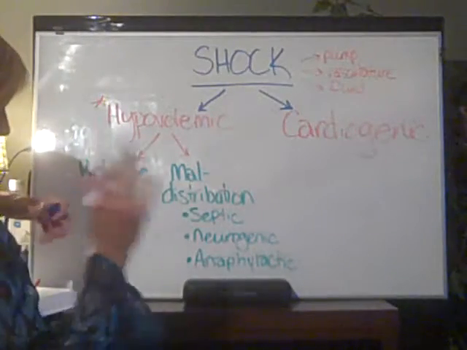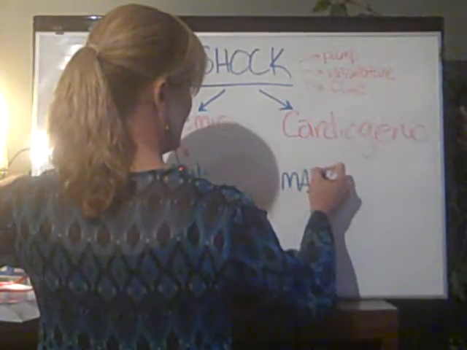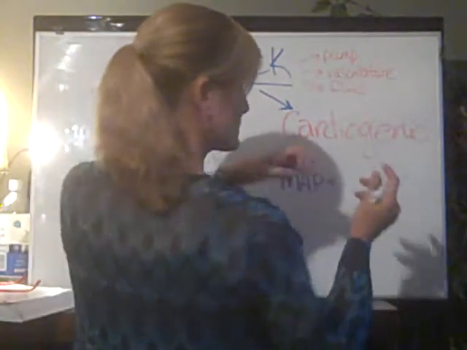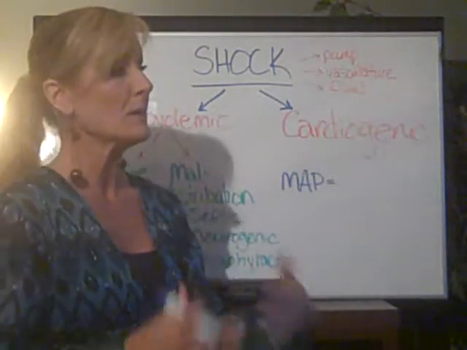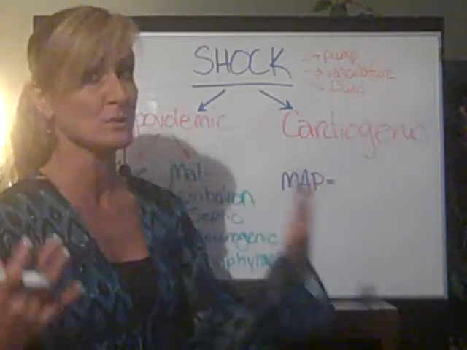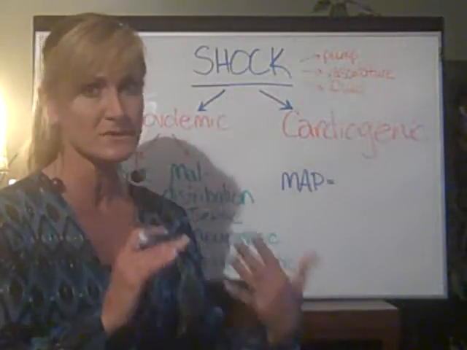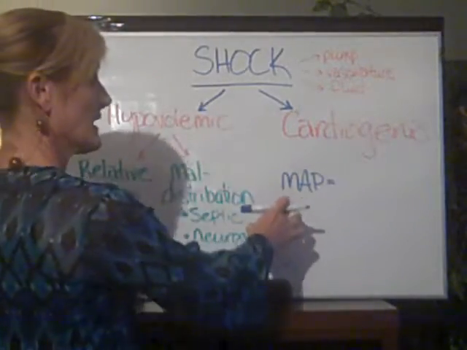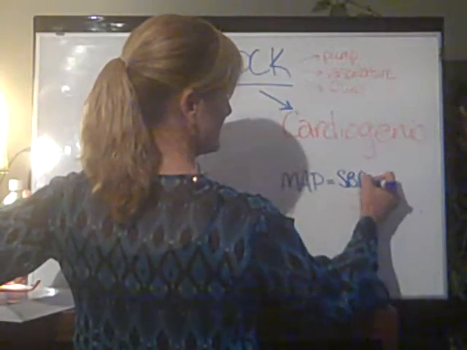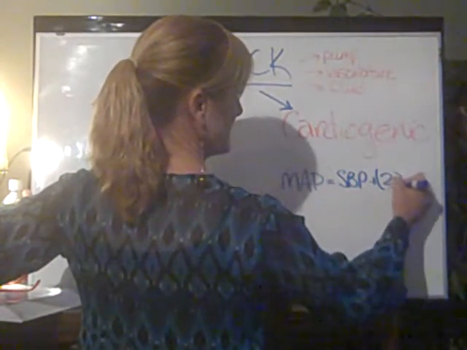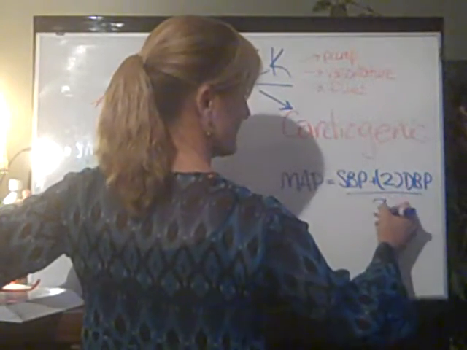Now, for some reason, your book says that it's really complicated to figure out true mean arterial pressure. That's probably true, but we can sure get pretty close with a pretty simple formula. It might not be 100% accurate, but it's darn close. To figure out your mean arterial pressure, you take your systolic blood pressure plus 2 times your diastolic blood pressure and divide by 3.